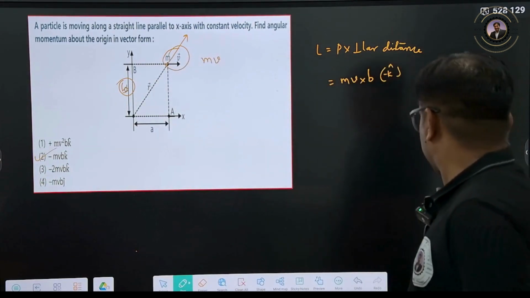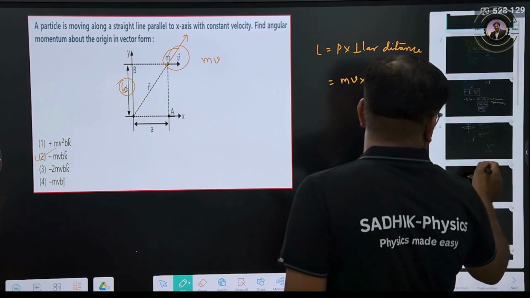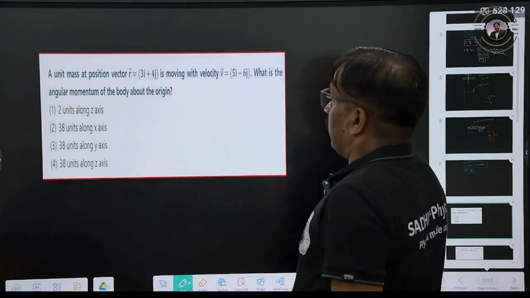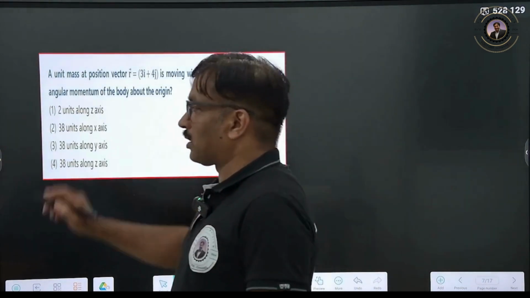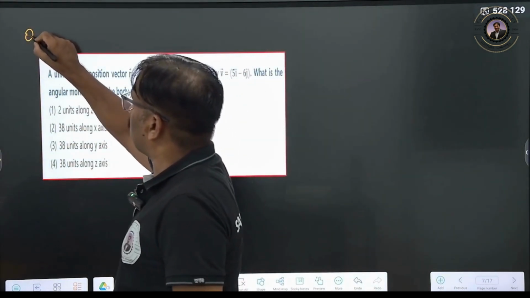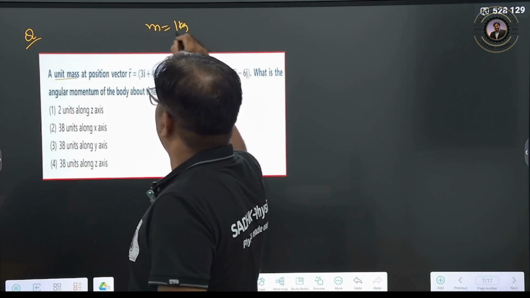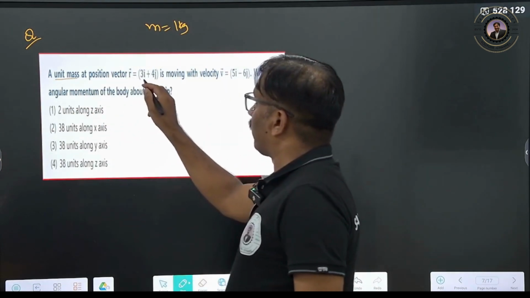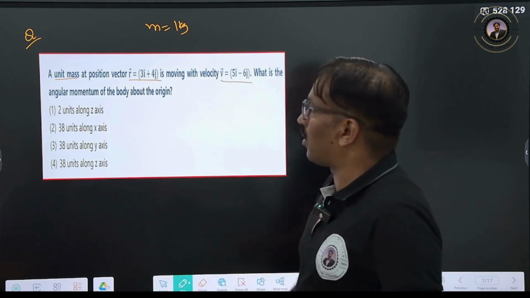Clear? Now let us do one more question. Here a unit mass is there in this question, that means mass is equal to 1 kg. A position vector is given, moving with a velocity that is given. What is the angular momentum about the origin?